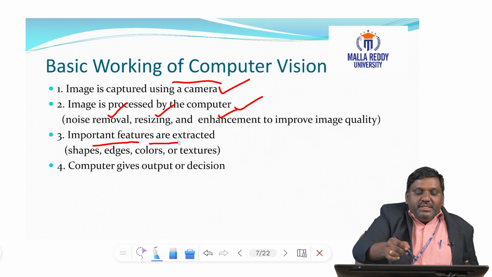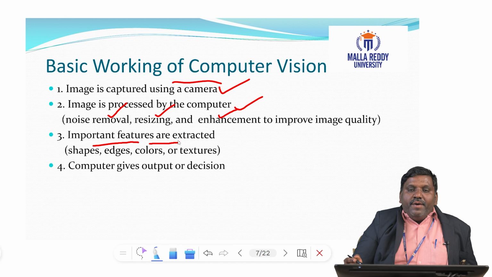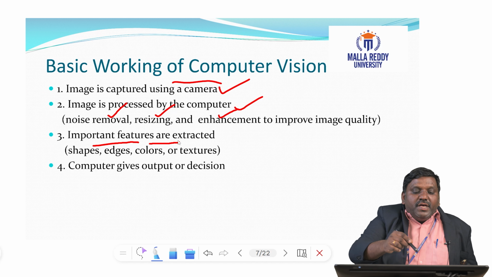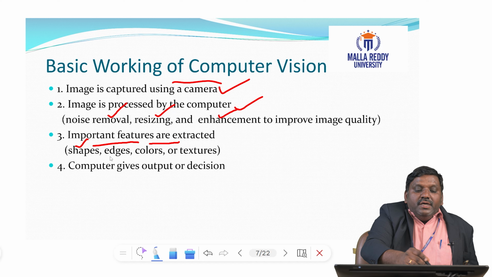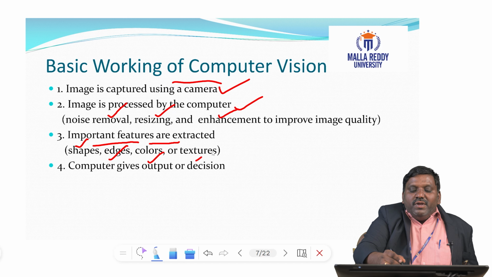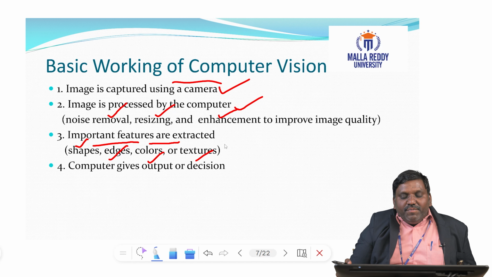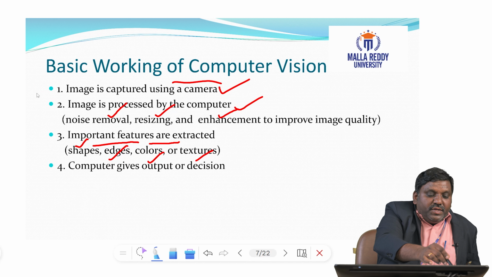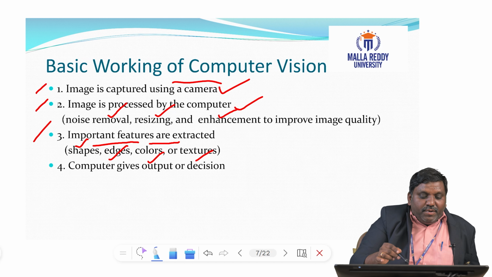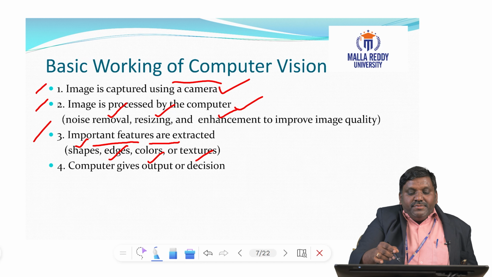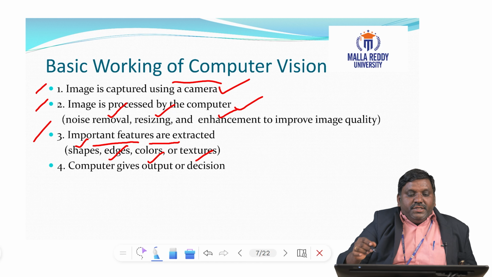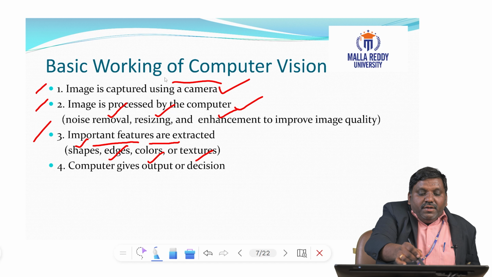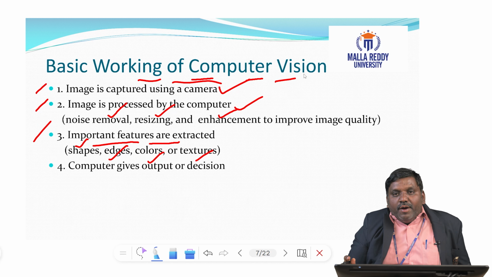Then the third step, we want to extract the important features. How am I going to extract the important features? With the help of the shapes, edges, colors, as well as the texture information that is present inside the image. Then the fourth one: based upon the first, second, and third steps, your computer will give some output or decision. So this is the theme that we are supposed to discuss, the working of computer vision.